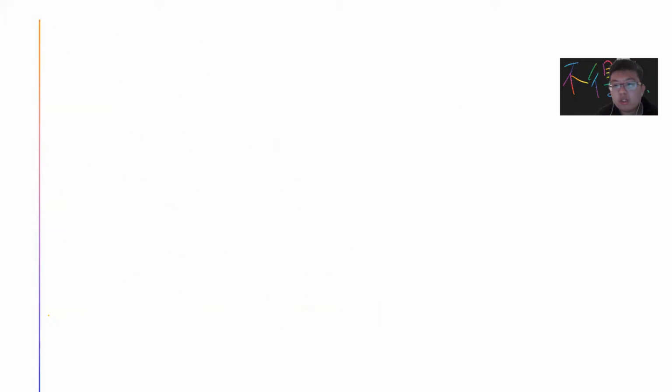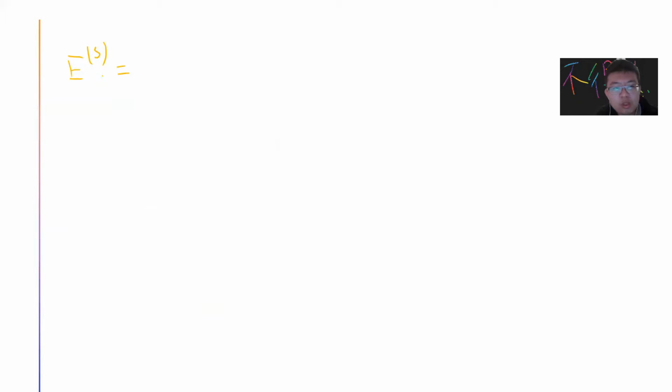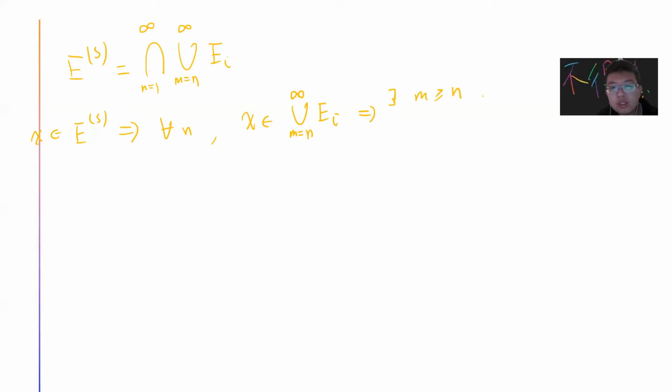So let's write down this E_s. It depends on the mathematical background you have, but how do we describe that infinitely many happen? E_s can be written as the intersection over n of the union over m greater or equal to n of E_m. Let me explain why this is E_s. Let's imagine E_i as a set, and take x. What does it mean for x to belong to E_s? Because it is an intersection, it means that for every n, x belongs to the union, which means there exists m greater or equal to n such that x belongs to E_m.